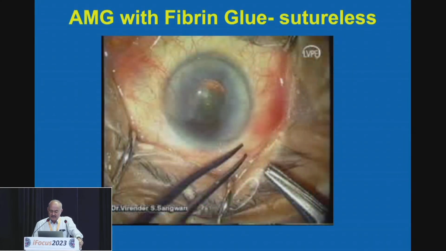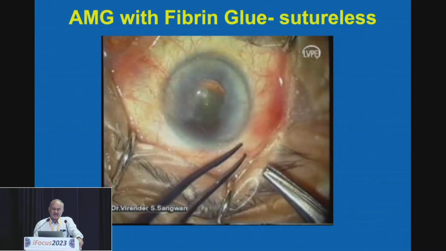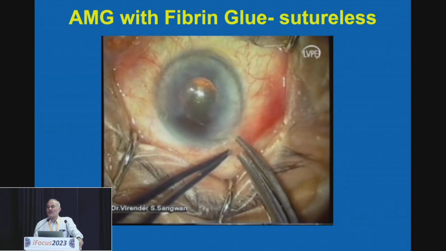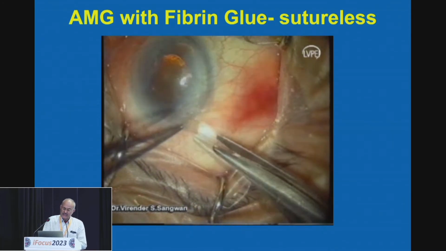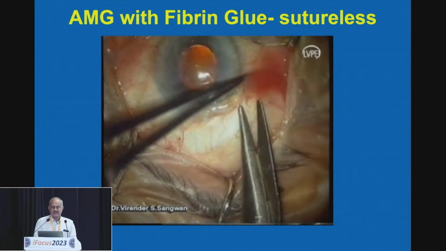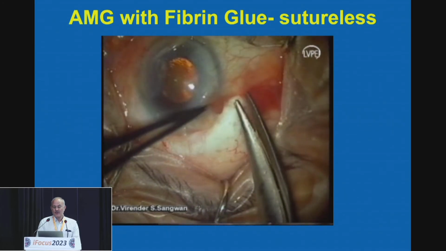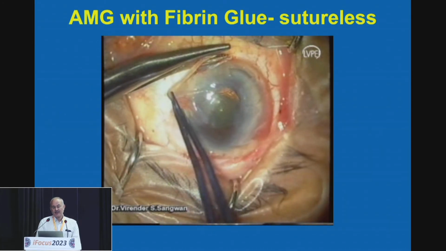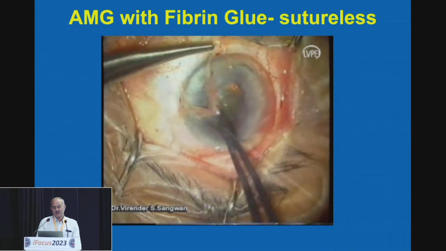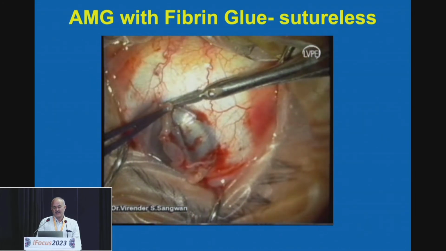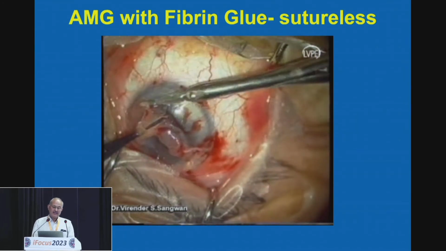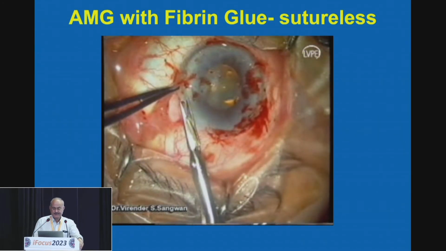For maybe the last 15-20 years now, I have been using the fibrin glue. It is available easily, and this makes the surgery much easier and more predictable. So here, in a patient, probably a VKC patient with the pannus, I'm removing the pannus and replacing it with the amniotic membrane and with the fibrin glue.